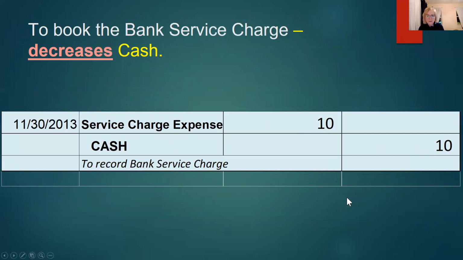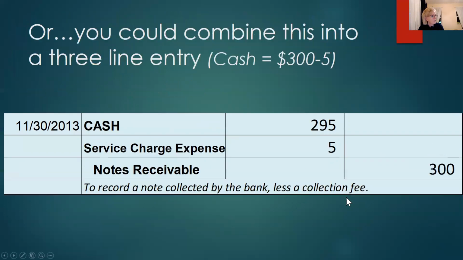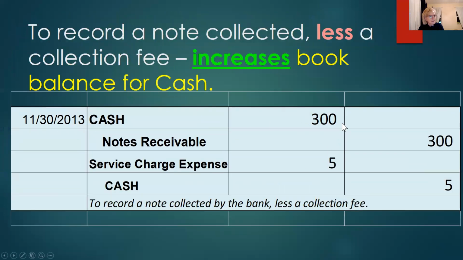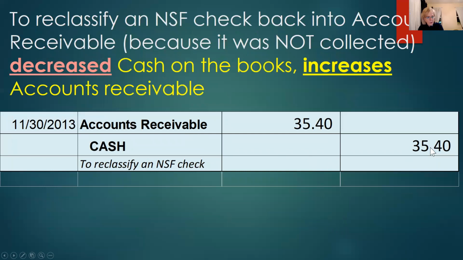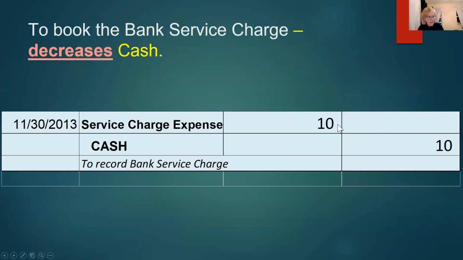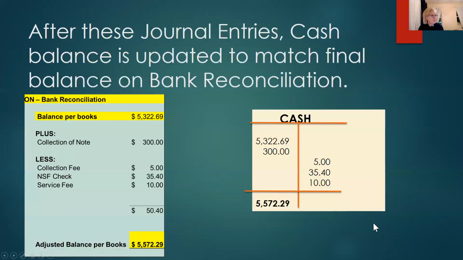So you had 4 journal entries or 3, depending on how you set them up. Debit to cash, credit to notes receivable, debit to service charge expense, credit to cash, or combine those 2 into one entry. Credit to cash, debit AR, credit to cash, debit service charge expense. And of course, we always put the debits first if we can.